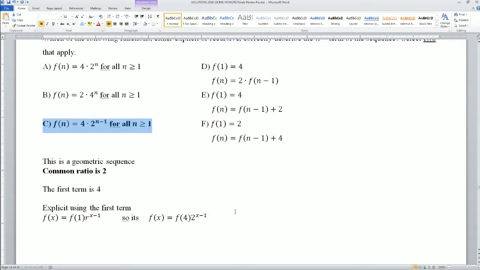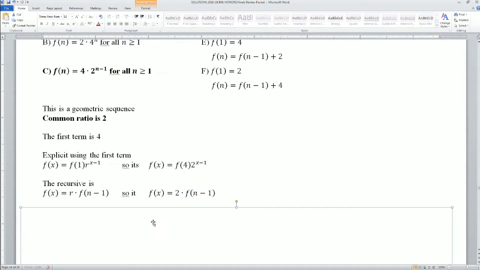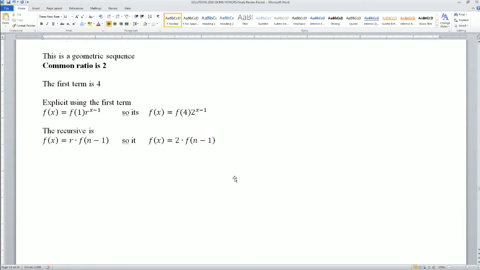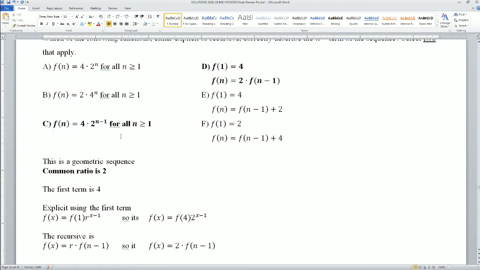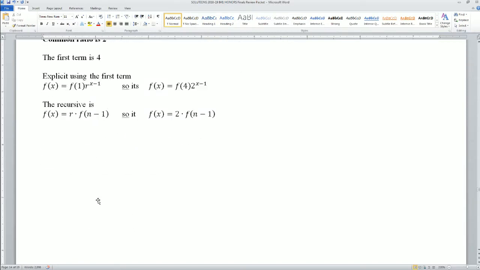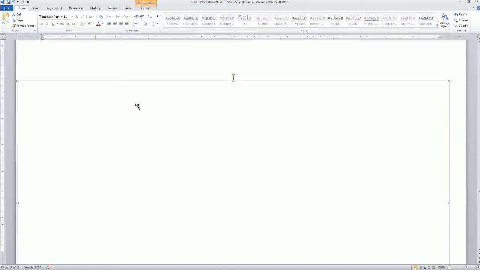Then, this one, we would have to look for its recursive form. This is what the recursive form looks like. So plugging it in, the common ratio goes here. So it looks like it is this one. So it would be both C and D as valid answers. One is the explicit and one is the recursive. Make sure you understand the format of the formulas for the test, both recursive and explicit.